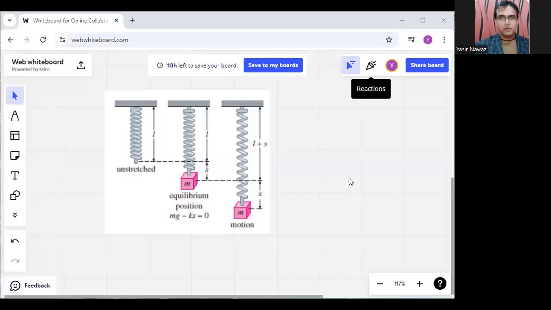Hello, I'm Yasir Nawaz. Today I will present some mathematical models of the spring mass system, and I will try to solve the equation using Laplace transform.